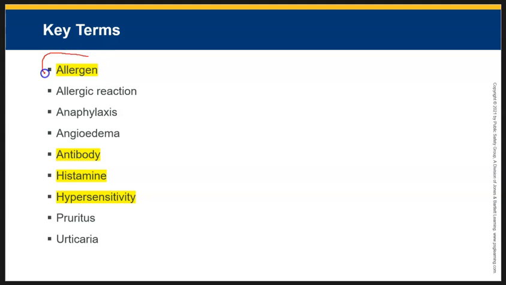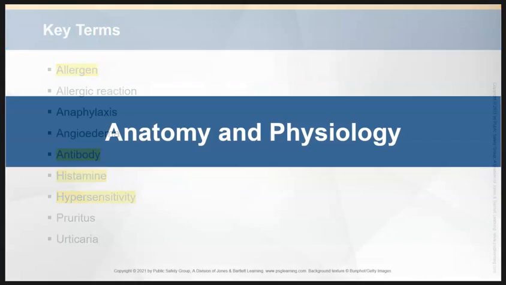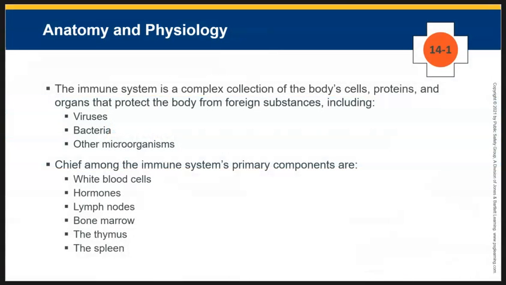So some key terms will be allergens, we'll talk about antibodies that form in response to that, and we'll talk about the role of histamine in the body. Let's take a look. The immune system is this collection of body cells, certain proteins, and organs that work together to protect the body from foreign substances.